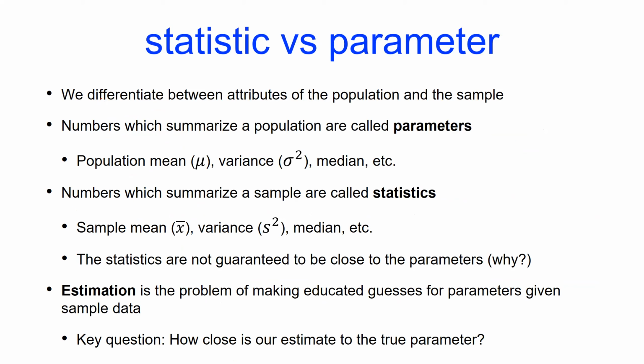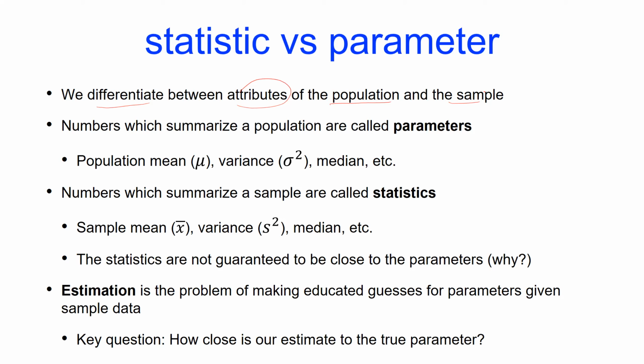We differentiate attributes of the population from those of a sample. As I mentioned, we want to understand the population, but often we cannot. We can only make measures or make a statement about some sample, and based on that, we want to make a good guess about the population. That is why we worry about statistics.